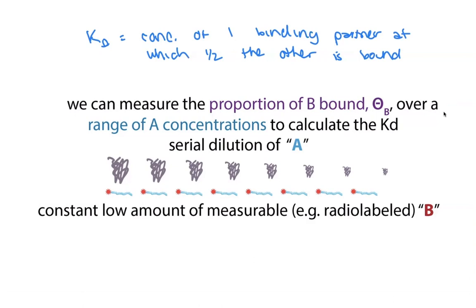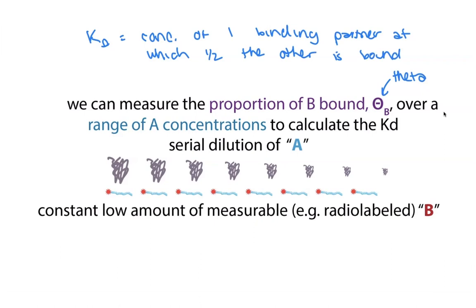So if we can measure the proportion of B bound, which we often abbreviate as theta B, over a range of concentrations of A, we can then calculate the KD. So often what this means in practice is you would make a serial dilution of A. So when we talk about serial dilution, we're diluting something by the same dilution factor over and over and over. So we can span a wide range of concentrations.